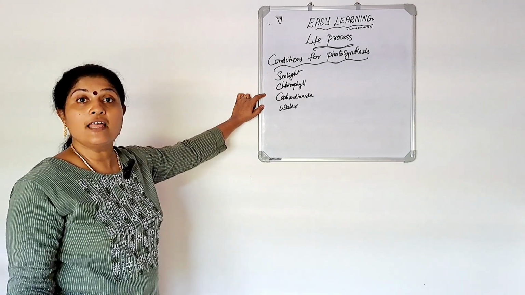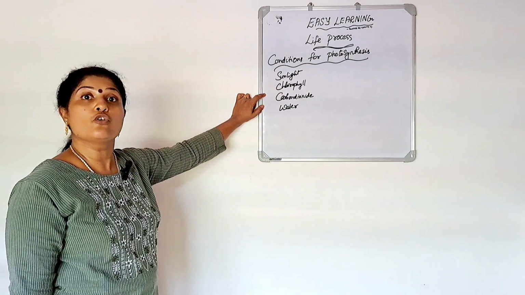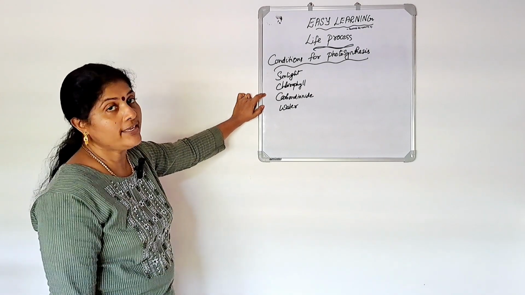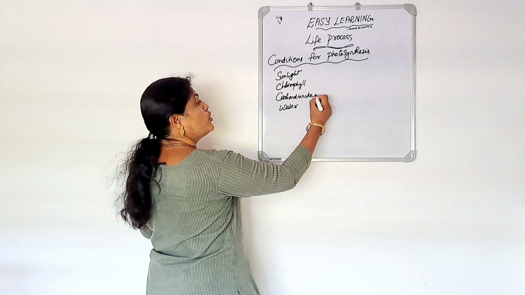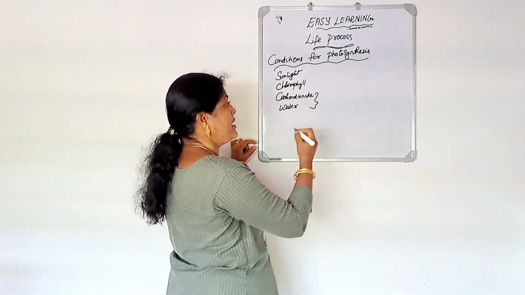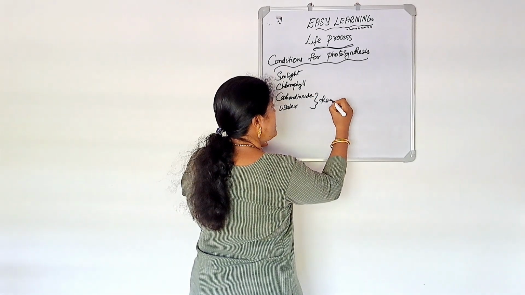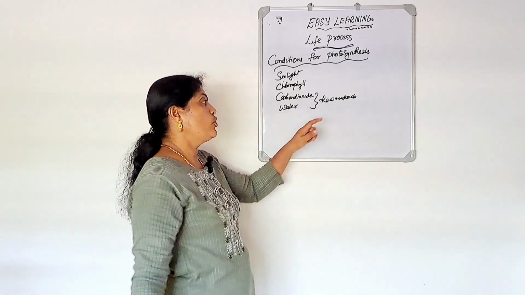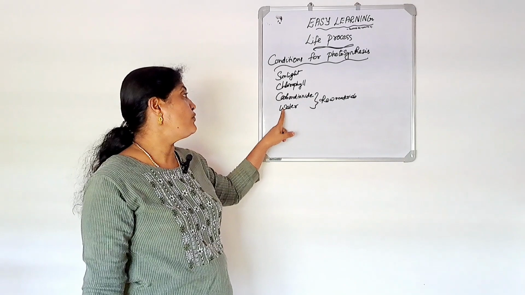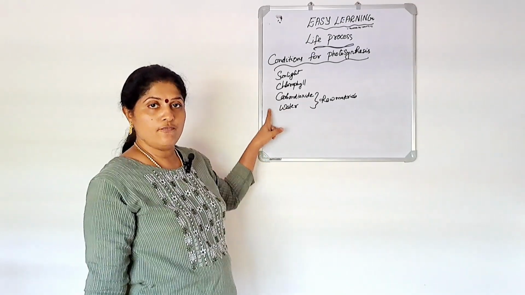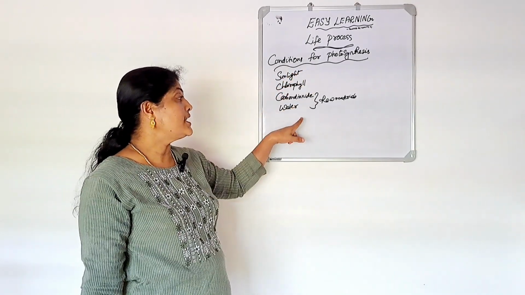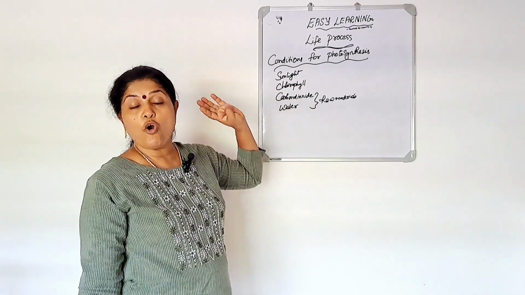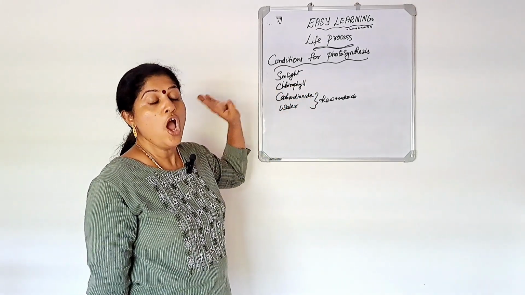Among this, one more question may come. What are the main raw materials for the process of photosynthesis? The main two raw materials for the process of photosynthesis are carbon dioxide and water. These are known as the raw materials needed for the process of photosynthesis. What are the main conditions necessary for photosynthesis? Sunlight, chlorophyll, carbon dioxide and water. So these are the four main conditions necessary for photosynthesis.